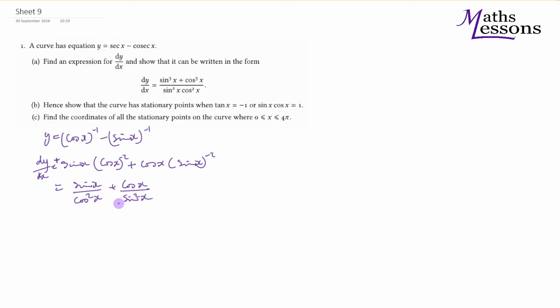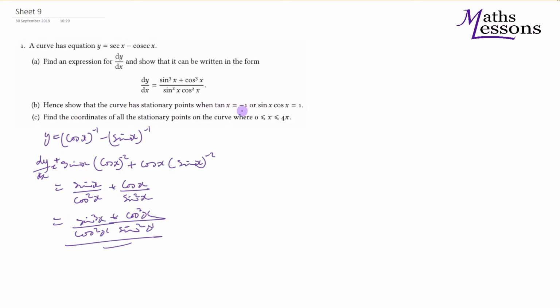And we need to try and write these with a common denominator. So I'm going to times top and bottom of this by sin squared and top and bottom of this by cos squared. So I'm going to get sin x cos squared x plus cos x, no, sorry, wait, top and bottom of this one by sin squared. So I've made a mistake there. Sorry about that. Start again. So top and bottom of this by sin squared gives me sin cubed x over cos squared x sin squared x. And then top and bottom of this by cos squared will give me cos cubed x over that. And that gets us exactly what we want.